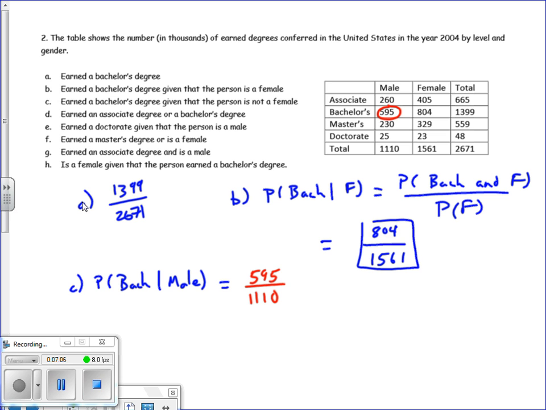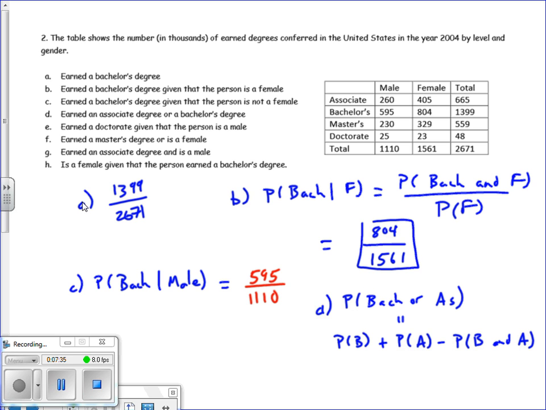All right, part D. See if I can keep myself in here so I have enough room. Probability they earned a bachelor or an associate's. So bachelor or associate. Just so we see it one more time, this is equal to the probability of bachelor plus the probability of associates minus the overlap. Here, you can't have an overlap between bachelors and associates.